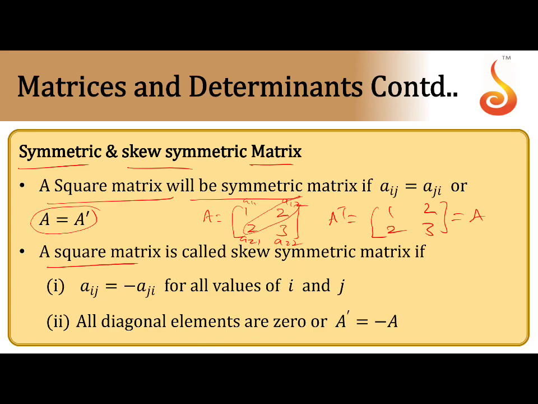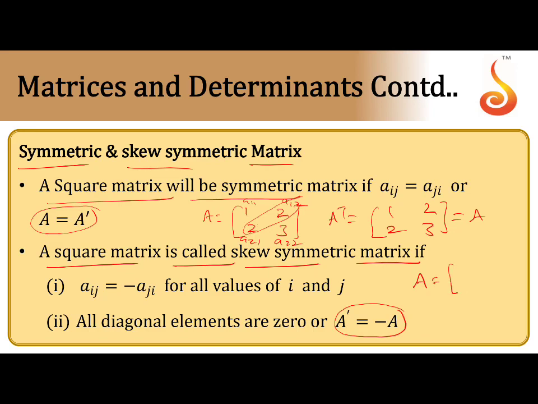Next, skew symmetric matrix. A square matrix is called a skew symmetric matrix if Aij equals minus Aji. Here, 2, and here minus 2 is there. In that case it becomes a skew symmetric matrix. Aij equal to minus Aji for all the values of i and j. Then you call it a skew symmetric matrix. Or you can say A transpose equal to minus A. That is called a skew symmetric matrix.